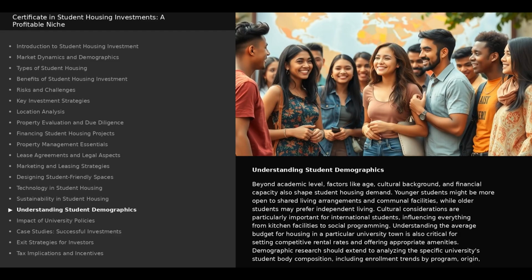Cultural considerations are particularly important for international students, influencing everything from kitchen facilities to social programming. Understanding the average budget for housing in a particular university town is also critical for setting competitive rental rates and offering appropriate amenities. Demographic research should extend to analyzing the specific university's student body composition, including enrollment trends by program, origin, and age group. This granular data allows for highly targeted investment and marketing strategies.